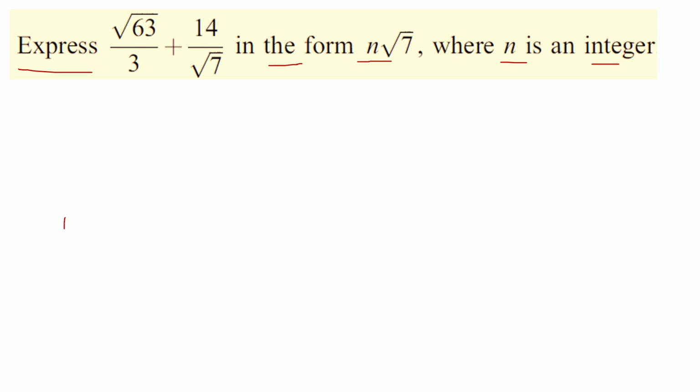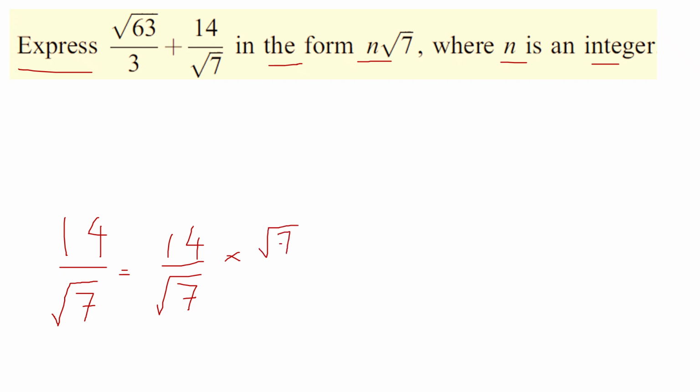So let me start with the second one because it's easier. We've got 14 over root 7, and I want to rationalize this. I'm going to multiply top and bottom of this fraction by 1, but I'm going to write 1 as root 7 over root 7, and you'll see why in a moment. Multiplying fractions, I multiply top by top, bottom by bottom. 14 times root 7 is 14 lots of root 7, so 14 root 7. On the bottom, root 7 times root 7 is root 49, which is just 7.